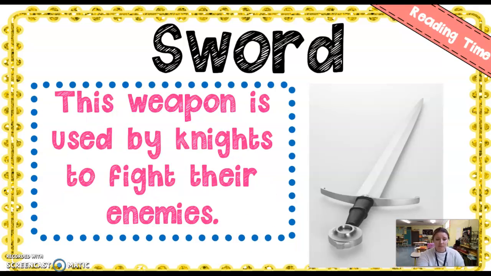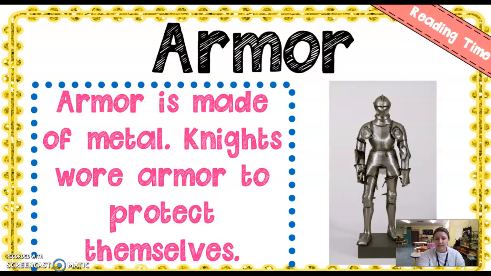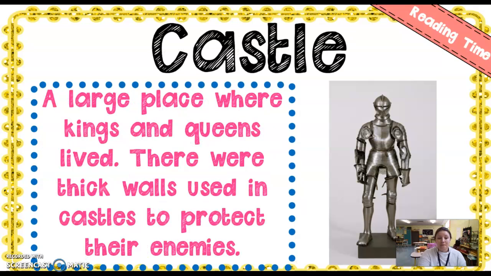A sword. This weapon is used by knights to fight their enemies. Armor is made of metal. Knights wore armor also to protect themselves. A castle is a large place where the kings and queens lived. There were thick walls that were used for castles in order to protect against their enemies.